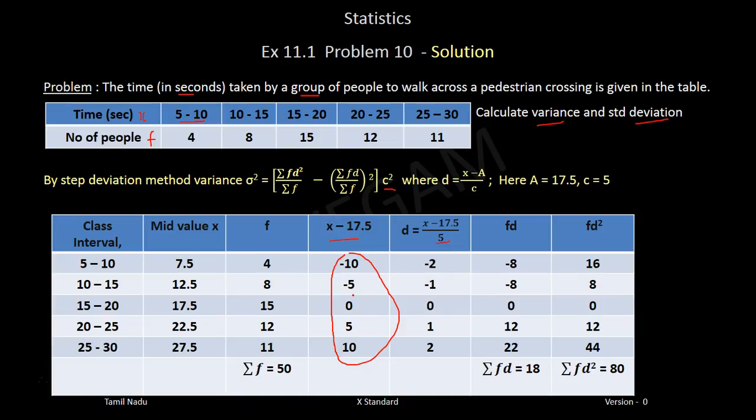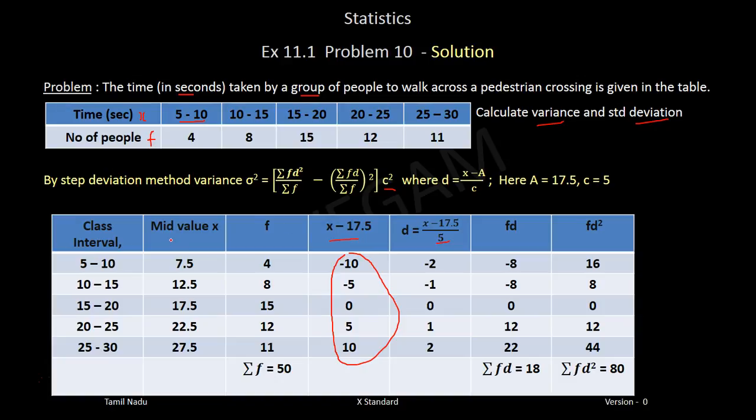Since we are dividing by a common factor, the final result also needs to be multiplied back. In the case of variance, it is multiplied by c square. If it is standard deviation, it is multiplied by c. That is the key here, and that's the only difference. Otherwise everything is the same.